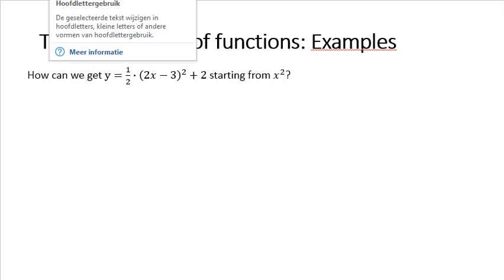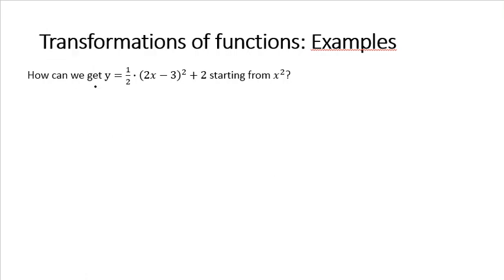Let's make the following example. How can we get this function, 1 over 2 times (2x minus 3) to the power of 2, plus 3, starting from x to the power of 2? Okay, so we start from x to the power of 2. And the first thing I see is a minus 3 here. So maybe I can do that as the first thing.